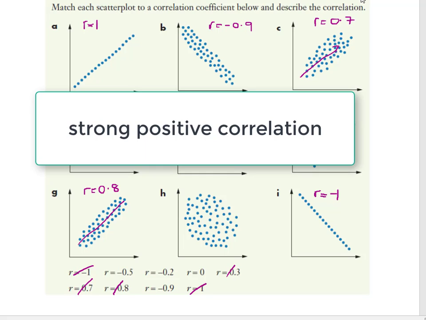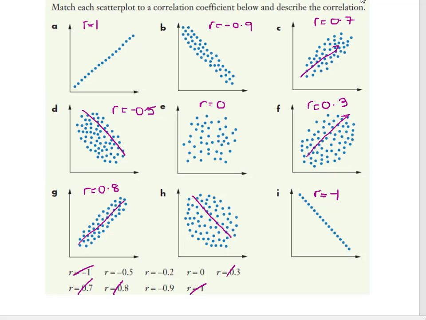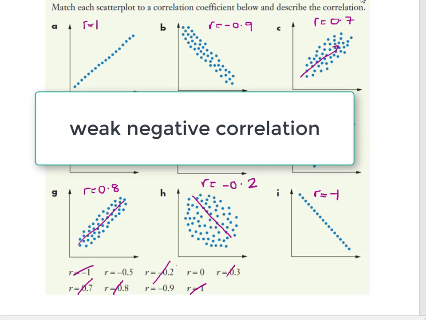For H, well, I kind of think that my dots are in a negative direction, but they're a long way away from any straight line. So remembering that a correlation is a weaker one if it's further spread away. So here I'm going to use R equals -0.2, and I'm going to say that is a weak negative correlation.